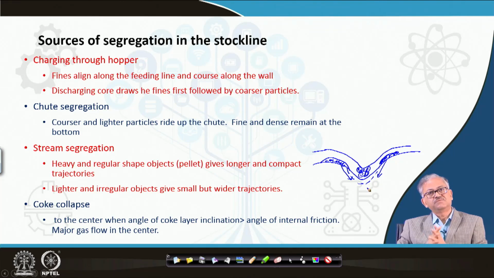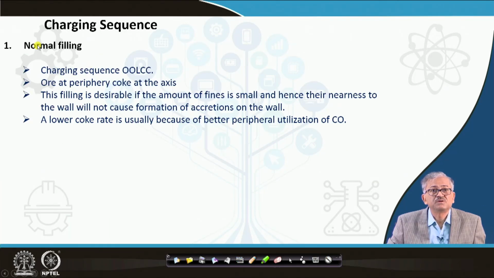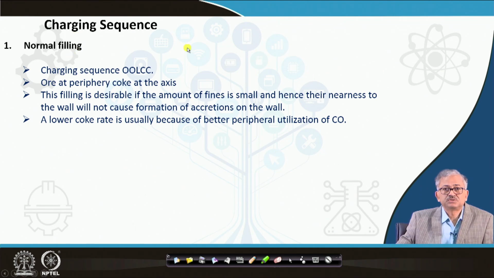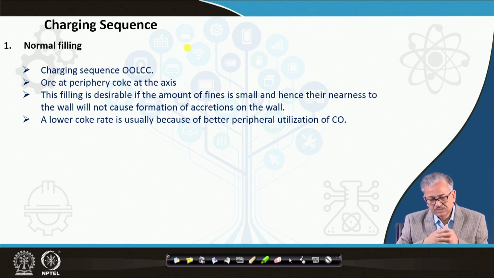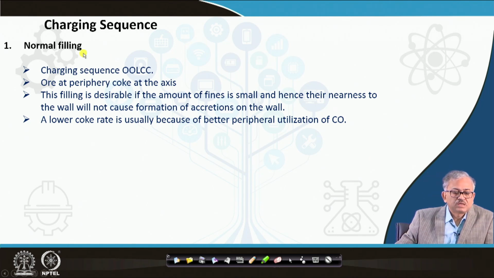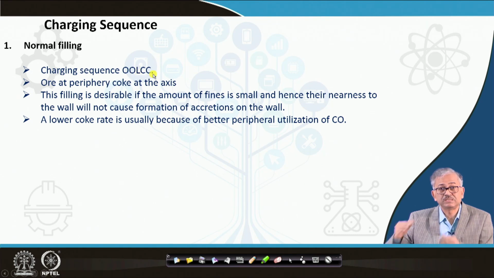So it is very unlikely that you will have a uniform permeability, but you can control this as much as possible. Now we will talk a little bit about the charging sequence, that is the burden distribution. Charging sequence refers to how you are charging the ore, coke and limestone. When I say OOLCC, what does it mean? O stands for ore, L stands for limestone, C stands for coke. So we first give 2 skips of iron ore, followed by 1 skip of lime and then 2 skips of coke. This is there in the bell.